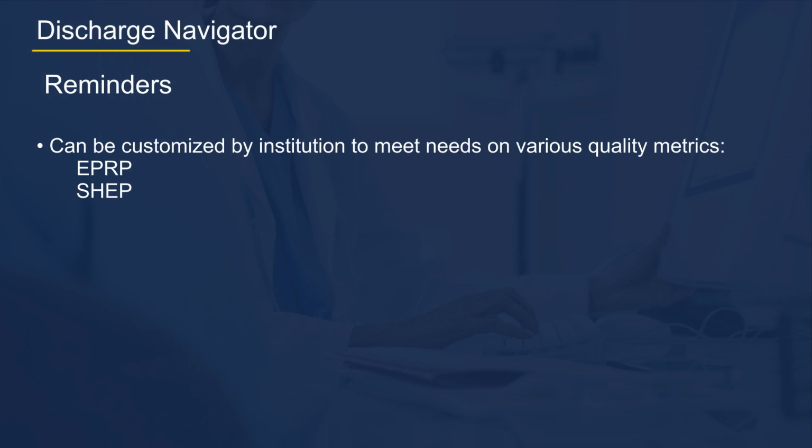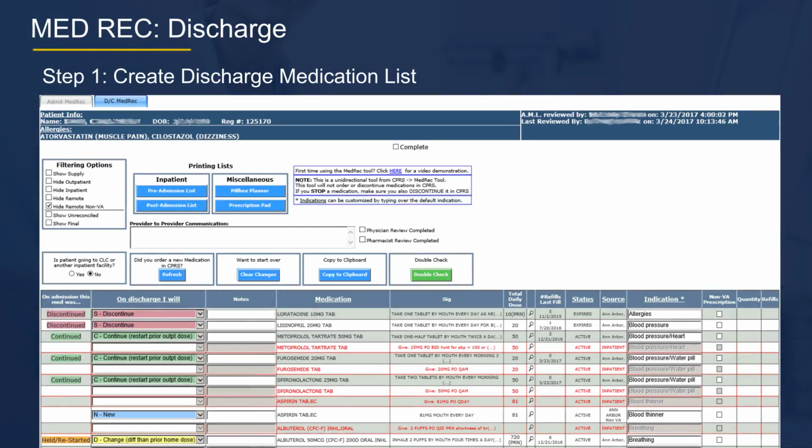There is also a Reminders tab that can be customized to include various quality metrics. The metrics in this section are determined by each individual facility. The med-rec tool also has its own tab. At discharge, the user will designate what happened with each medication during the admission. They will designate medications as either new, changed, held, or stopped. Before the discharge, the MD and PharmD will double-check the medications to ensure the medications are accurate and the instructions are clear.